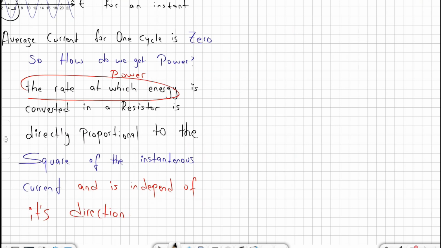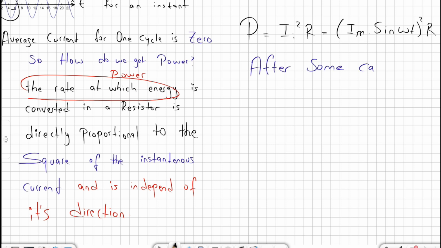Let us convert this definition into an equation. So it is saying that power is directly proportional with the square of the instantaneous current. So we'll be using I squared times R, but the current here is instantaneous. And the equation of the instantaneous current was I max times sine omega t. So let's square this, multiply by R. After some calculations, we will get an equation which is power equal to I max divided by square root of 2, squared, multiplied by R.